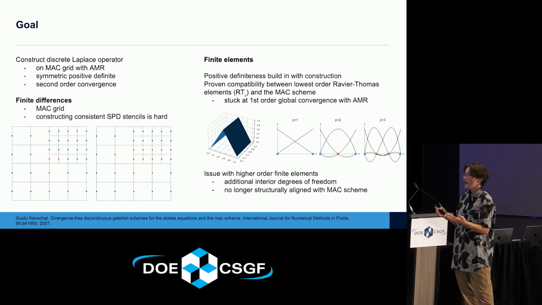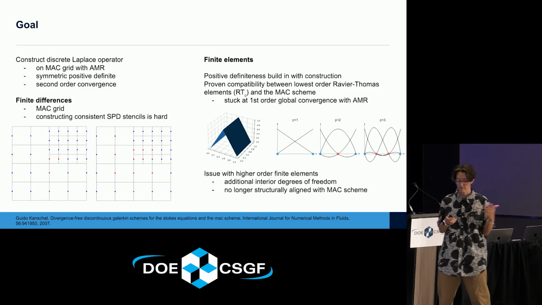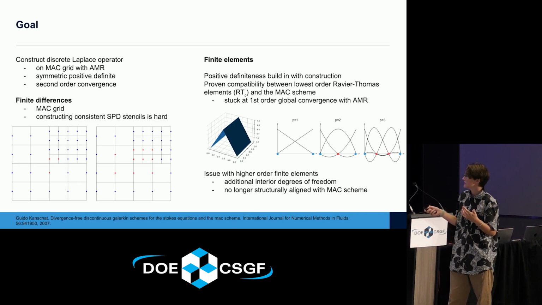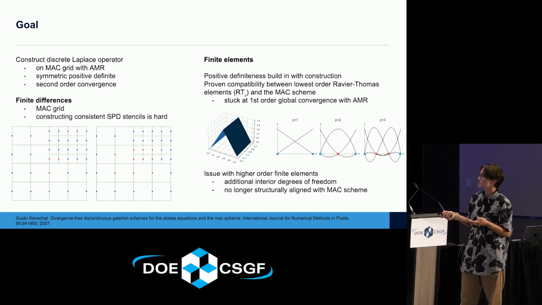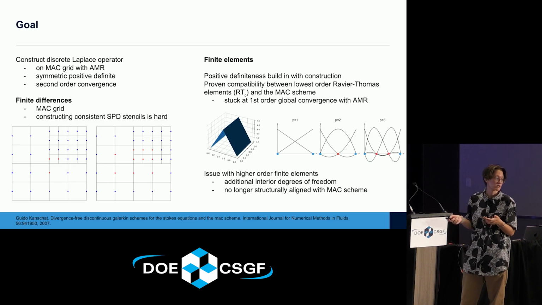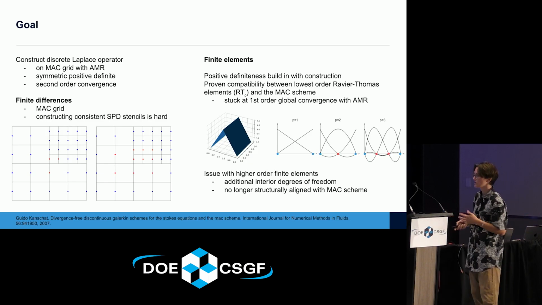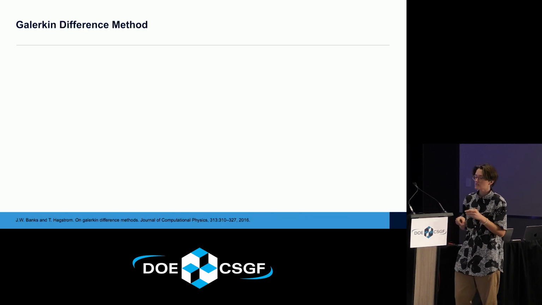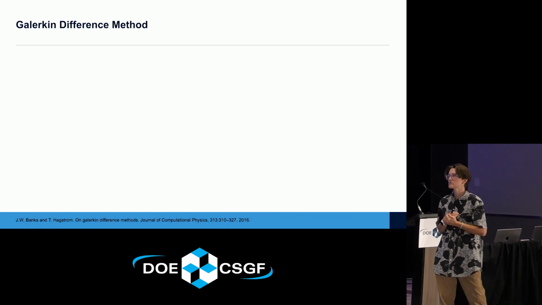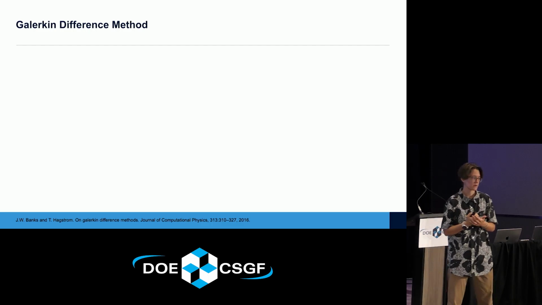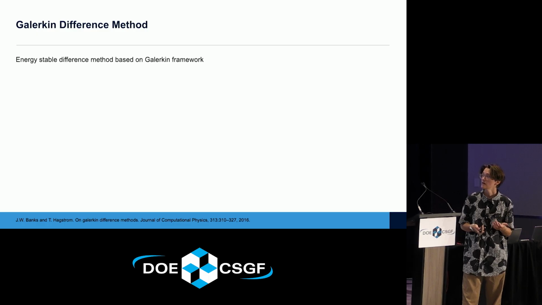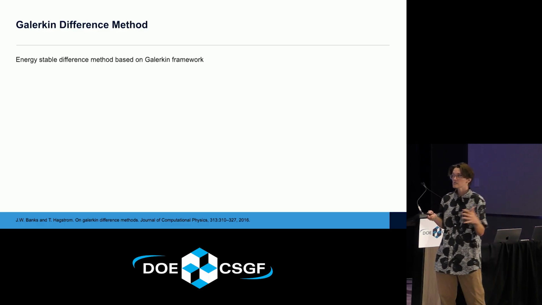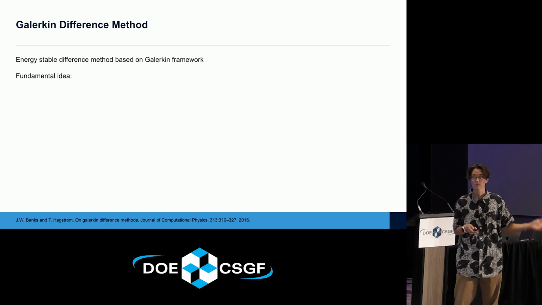And when we're using finite elements and want to go to higher order, the way finite element works is we add internal degrees of freedom in order to get higher order approximation spaces. But now when we add these internal degrees of freedom, they no longer correspond to our MAC grid structurally. This leads to a new area of numerical methods that was just developed in the last 10 years by Jeff Banks and Thomas Hagstrom out of RPI, which is called Galerkin difference methods. These are energy stable difference methods based on the Galerkin framework.